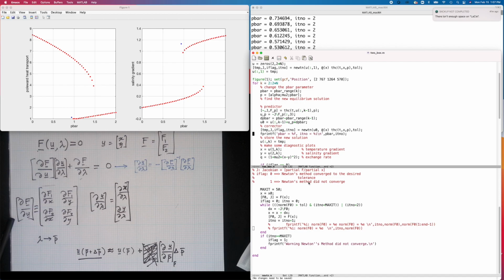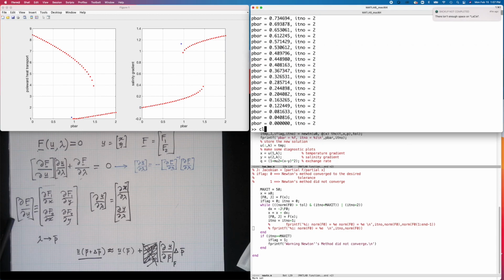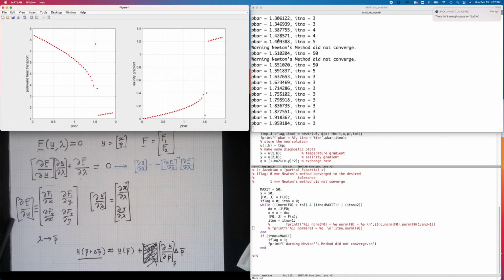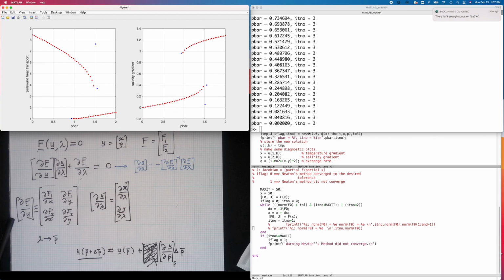Now, let's go back. I should have done this first and see how many iterations if I don't use the predictor. So if I just replace U0 by the last solution, let's see if I do any better or do the same. So I'm going to ignore this predictor. All right, let's try again. Close all, clear all, to box. So now the number of iterations is 3 everywhere, so it seems to take 1 more iteration than before.